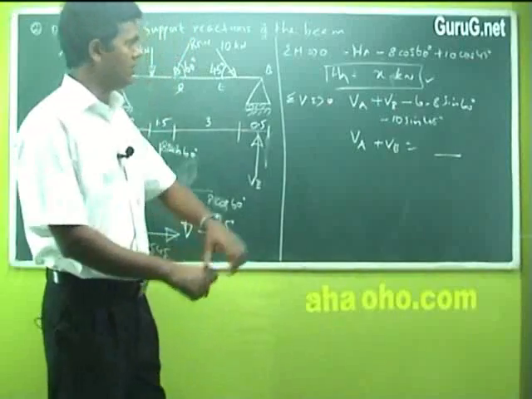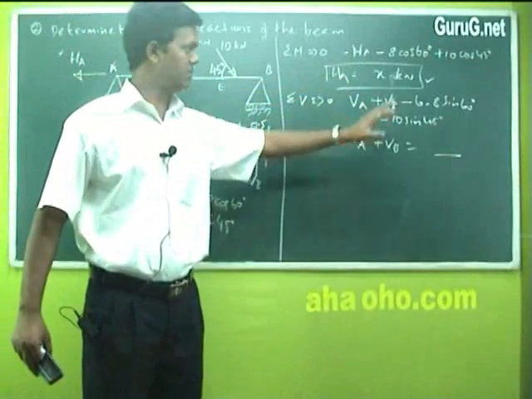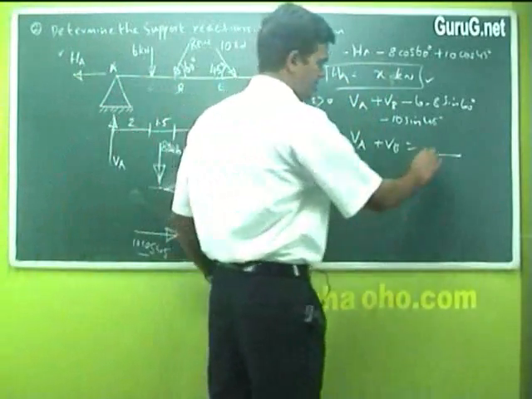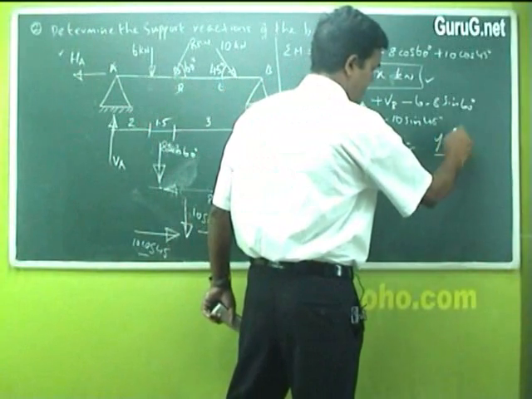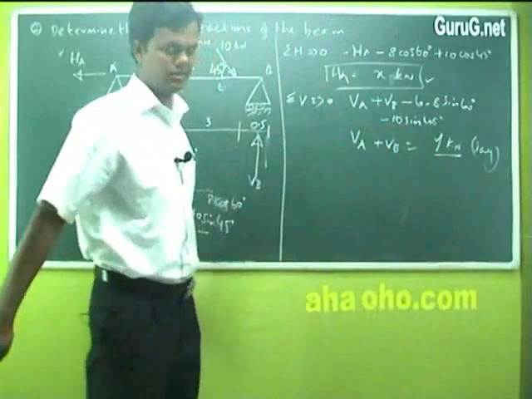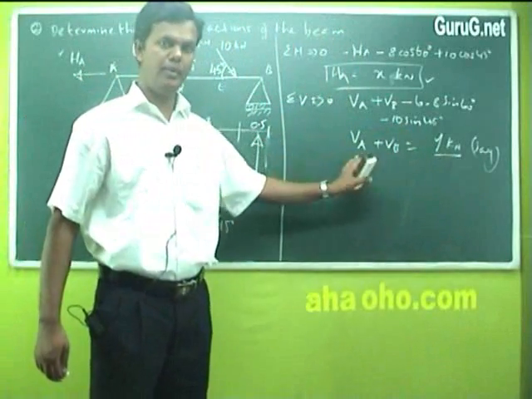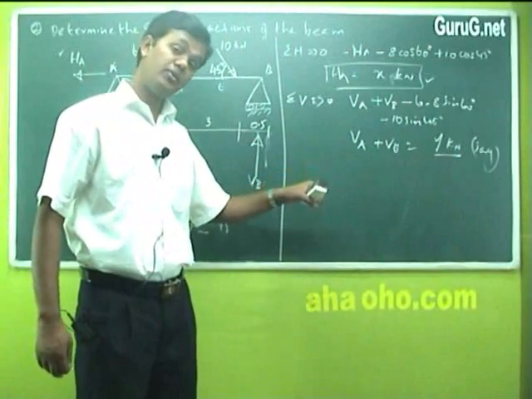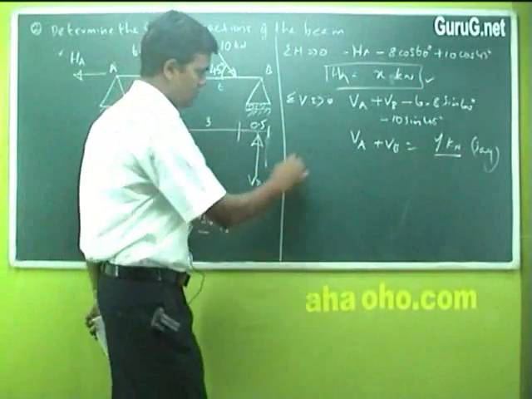Now what is there? HA will have some answer, some X kilonewton. VA plus VB will be some Y kilonewton, say some value. I am not calculating the values here. Now the unknown will be one of them, either one. To find out that one, what you have to do? You go for moment.